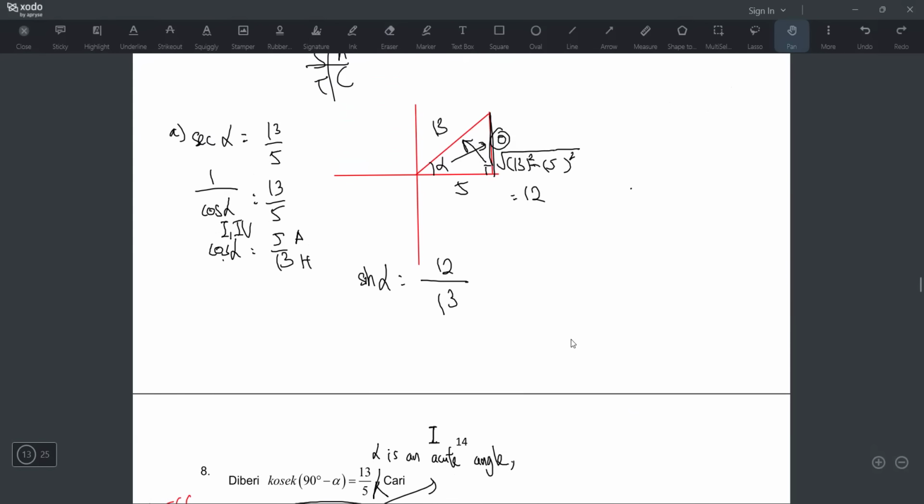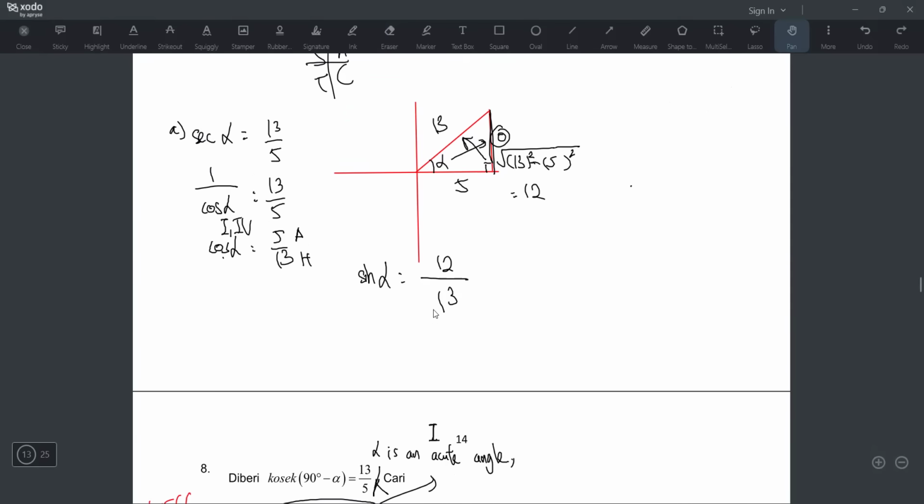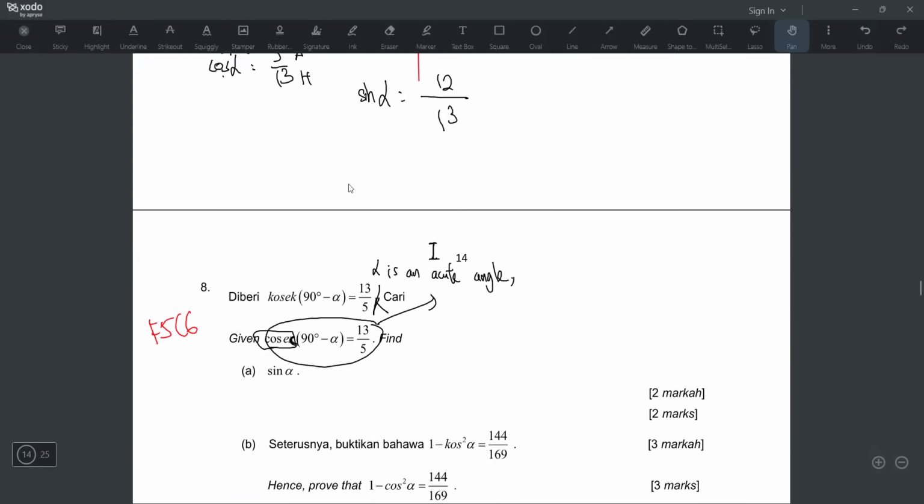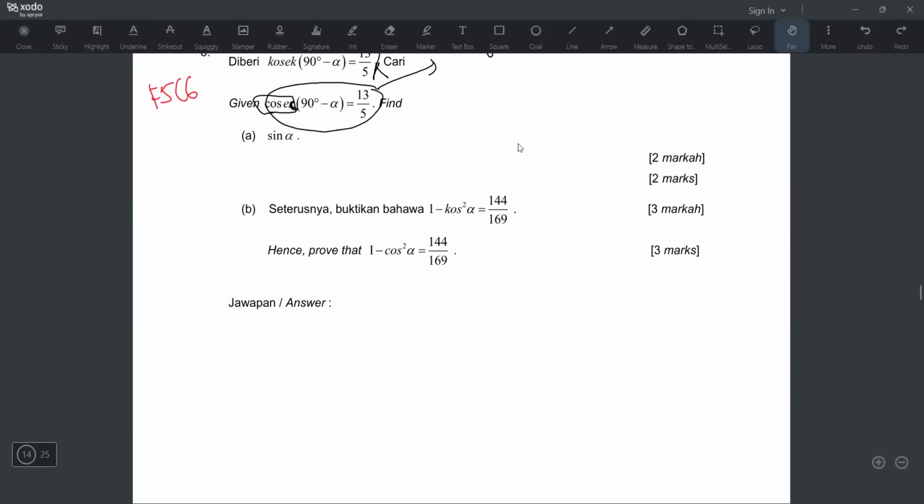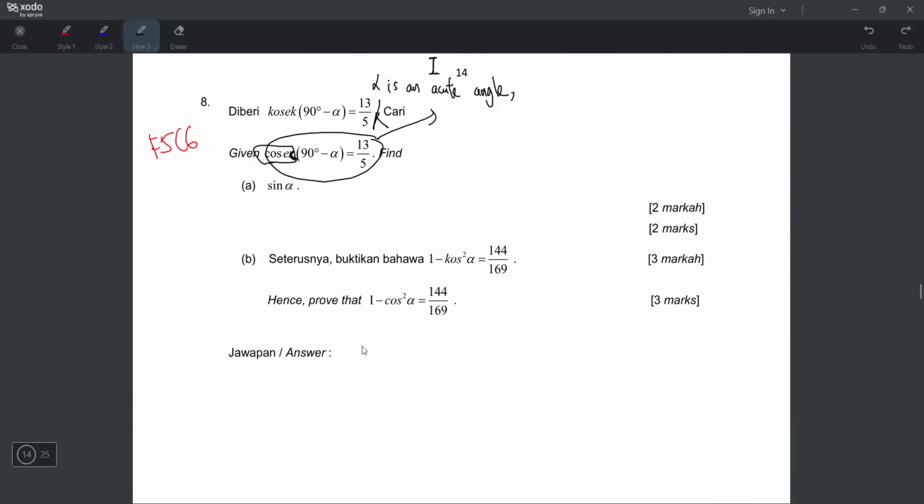Alright, but anyways, that's my explanation and that's the answer. Hope you understand. Alright, let's move on. Okay, for B, hence prove that, oh my god, so many proof questions in this paper. Just now I already did 2 show questions. Earlier there were 2 show, now proof. Okay, so proof means they will give you the answer already.